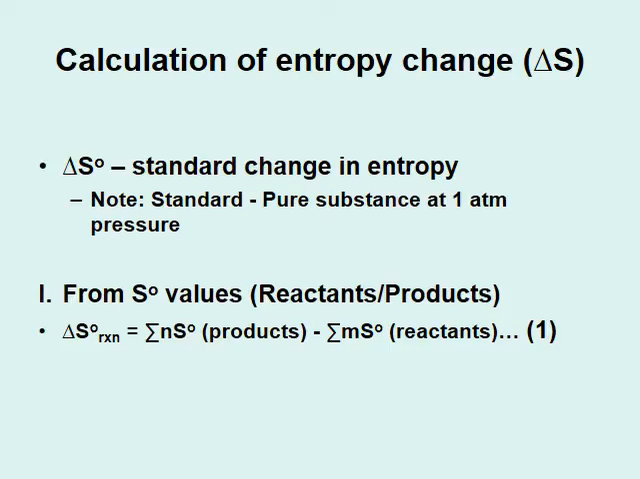First, calculation of entropy or randomness. Now, whenever there is a superscript 0, that means it's a standard change in entropy. By standard, we mean a pure substance under 1 atmospheric pressure. And these values are listed in the back of the book. This calculation is quite straightforward.